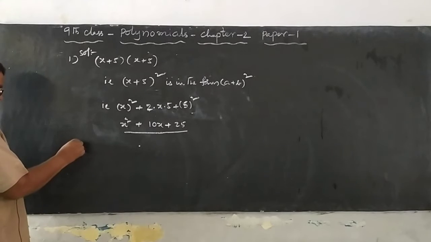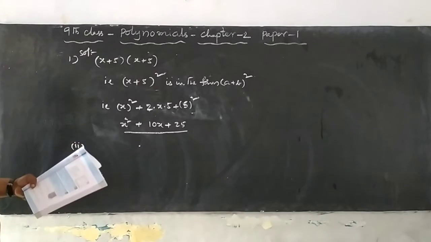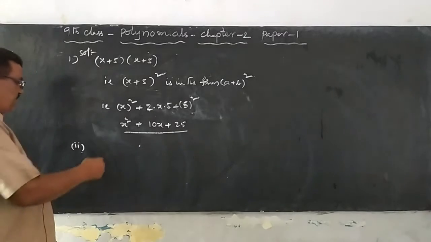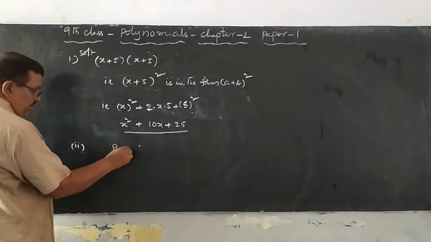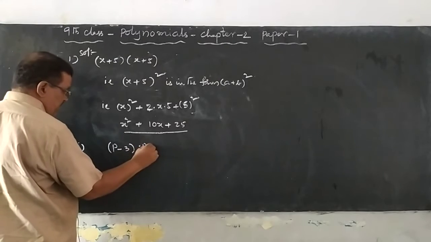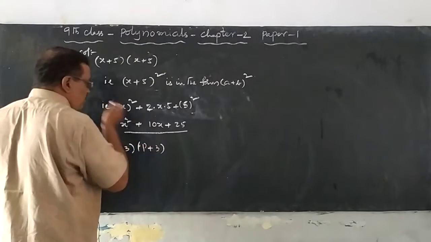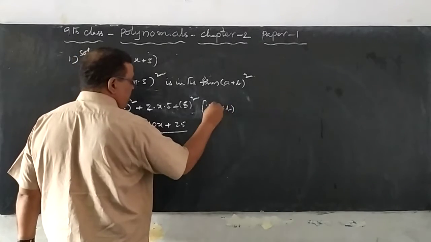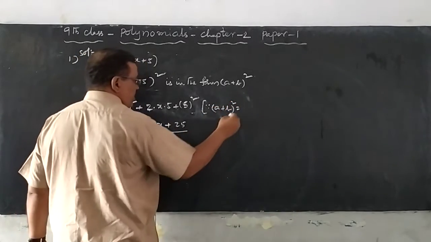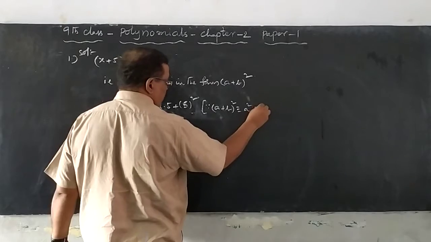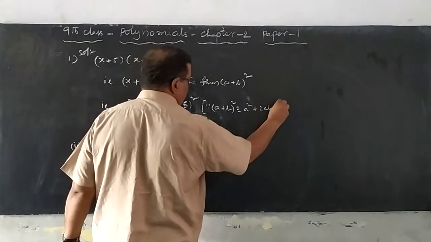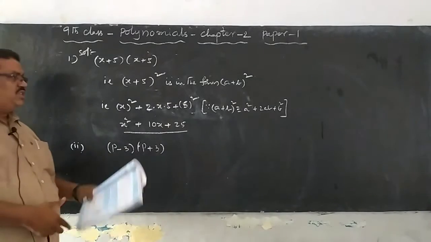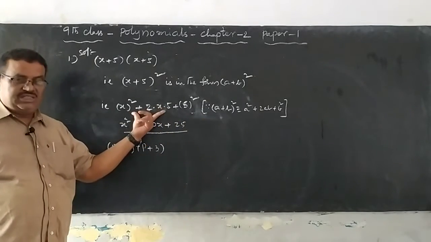Go through the second problem, that is p minus 3 into p plus 3. Here you have to write the identity, a plus b whole square identically equal to a square plus 2ab plus b square. The identity is compulsory, we have to mention it. Using this formula only we have to expand this one.